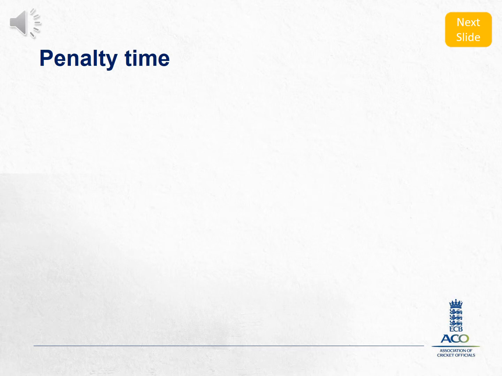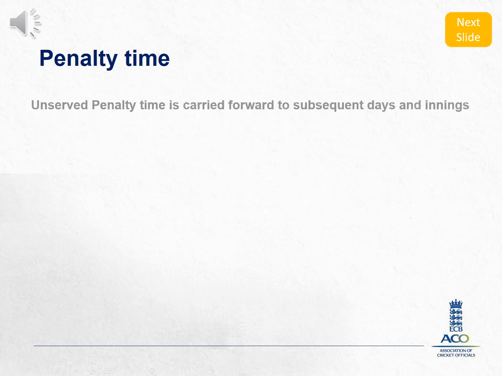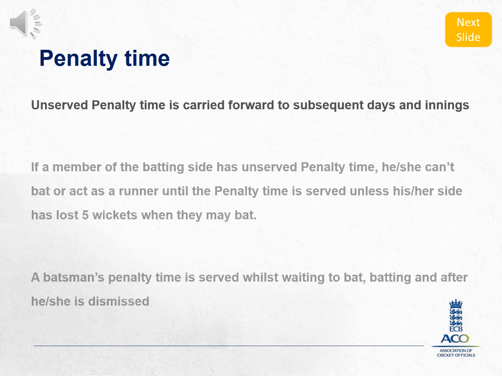If a fielder has unserved penalty time at the end of the innings, it is carried forward and they are not allowed to bat or to act as a runner until this amount of time has elapsed in the next innings. The laws do allow a batsman with penalty time still to be served to bat once their side has lost its fifth wicket.